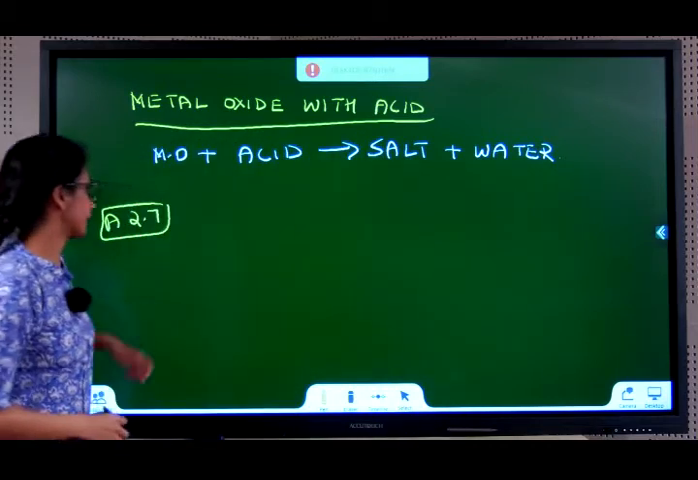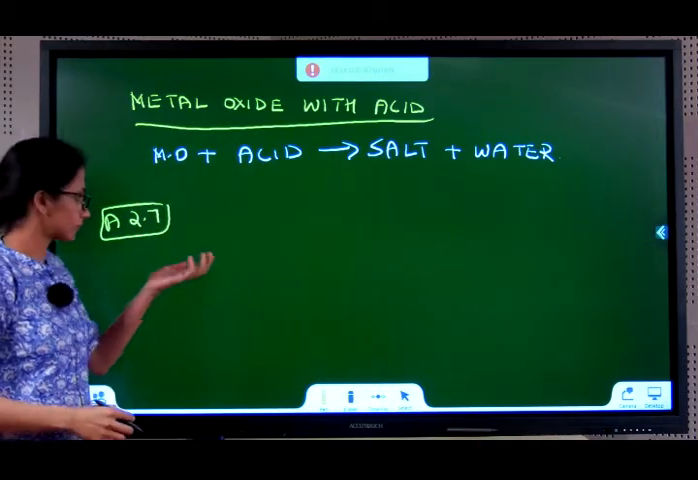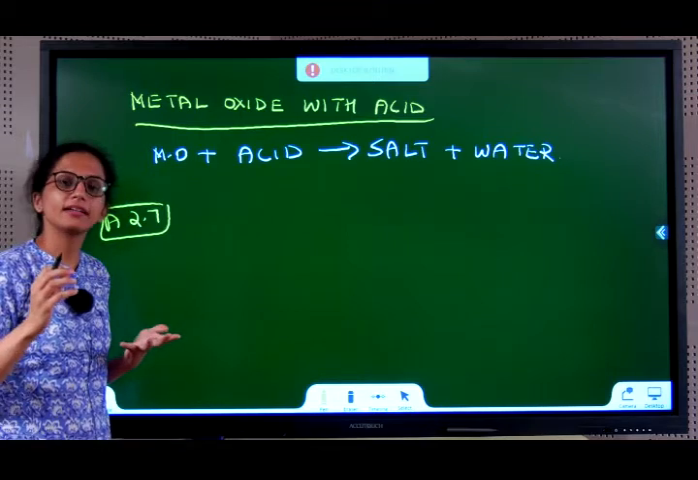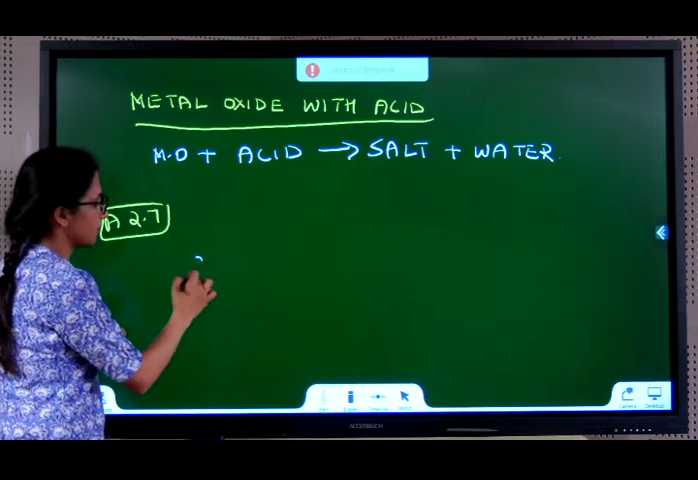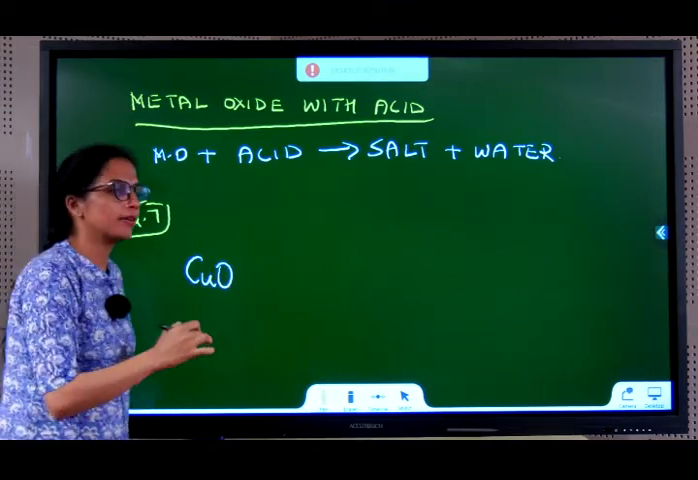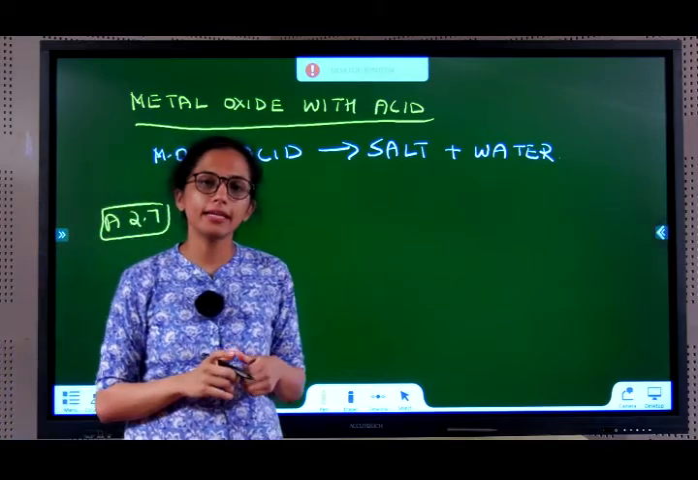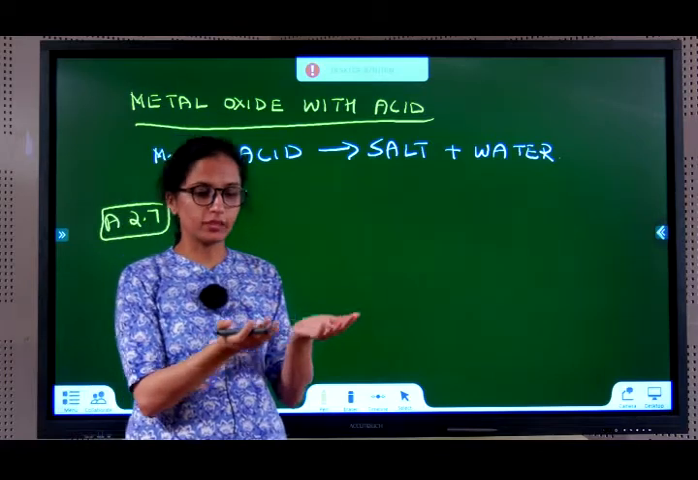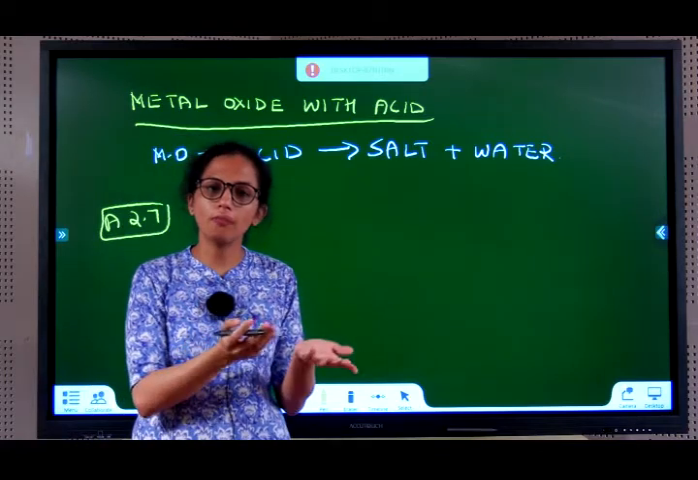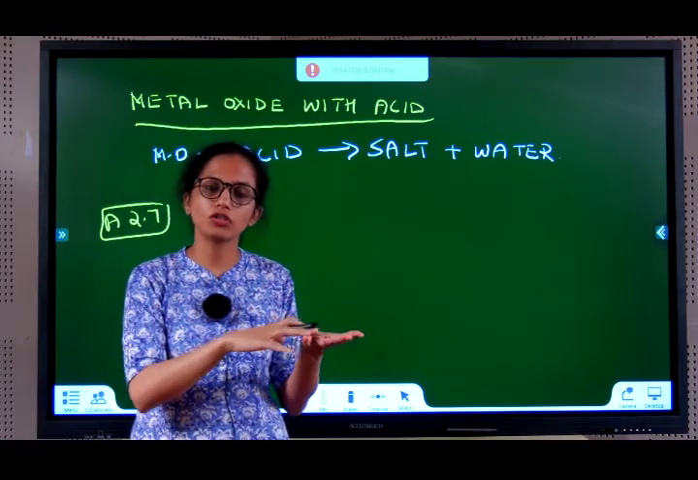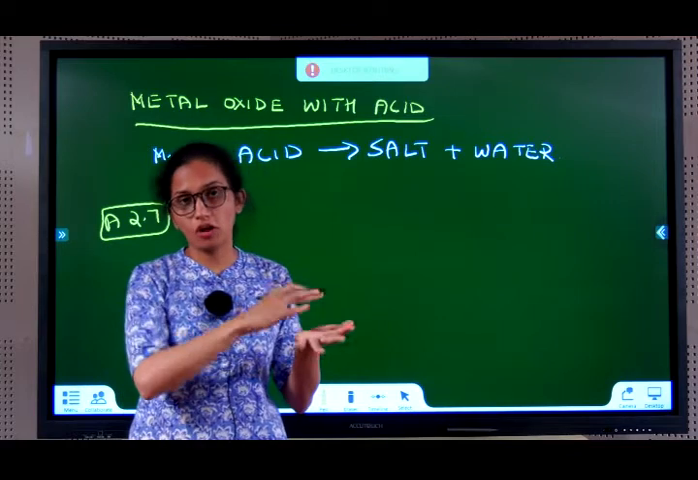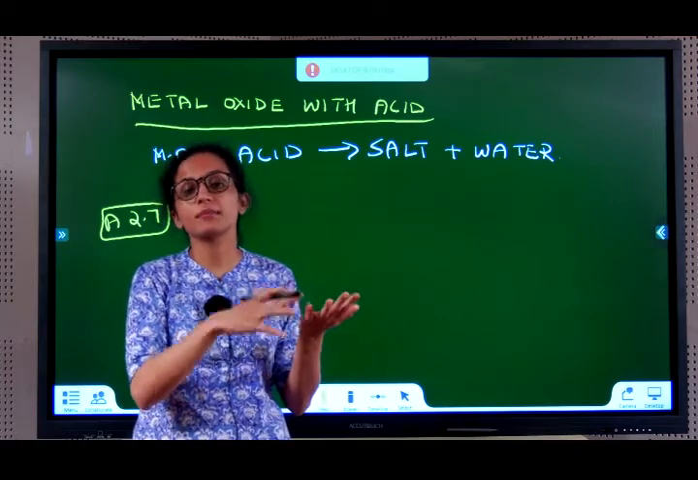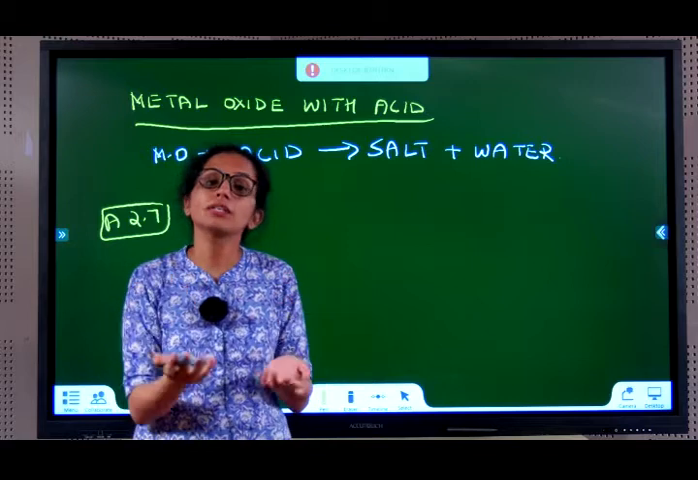Which brings us to activity 2.7 in the textbook. In a beaker, take copper oxide. Copper oxide is which color? Do you remember in chapter 3 we studied that in a container you take copper, which is brown, you pass oxygen gas on it, and on heating, due to oxidation, it becomes copper oxide, which is black in color.